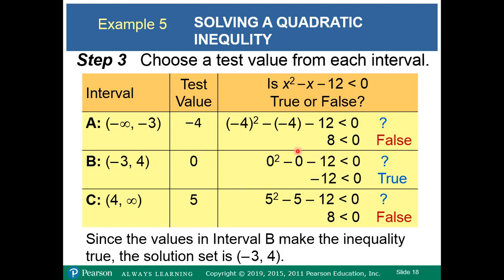0 is easy. So 0 gives us -12. Is -12 less than 0? True. Good, so we got one interval. Now we still have to test the last one, 5. Does 5 give us a negative number? No, it doesn't, so it's false. So here is the interval that satisfies the inequality. Our solution set is from -3 to 4. Okay?